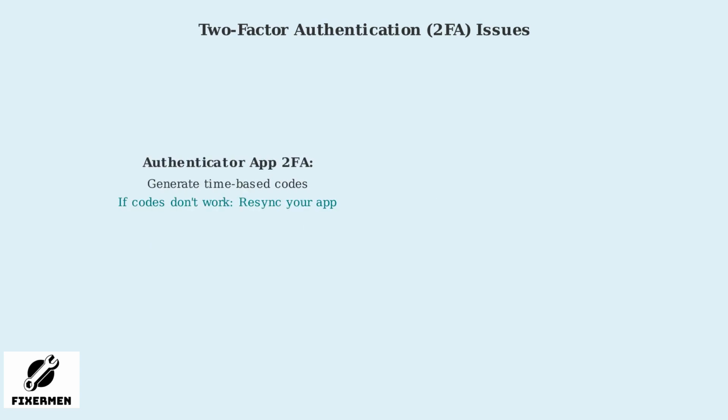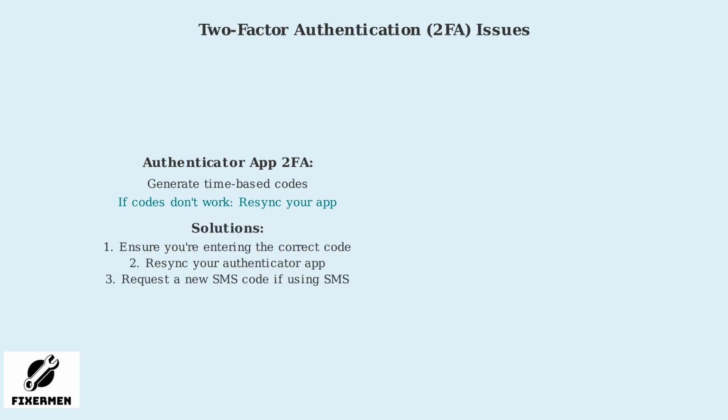Another popular method is using an authenticator app, which generates time-based codes that you enter. If the codes from your authenticator app aren't working, it may be out of sync with Robinhood servers. To resolve 2FA issues causing Error 310, ensure you're entering the exact code from your authenticator app or SMS. If the code doesn't work, try resyncing your authenticator app or requesting a new SMS code. These steps should help restore access to your account.